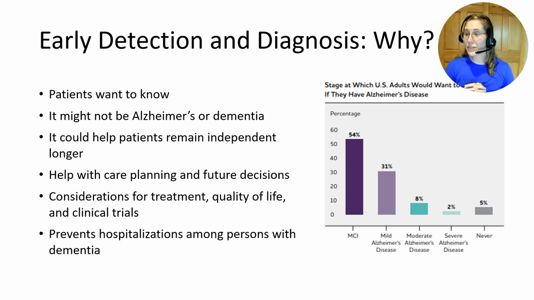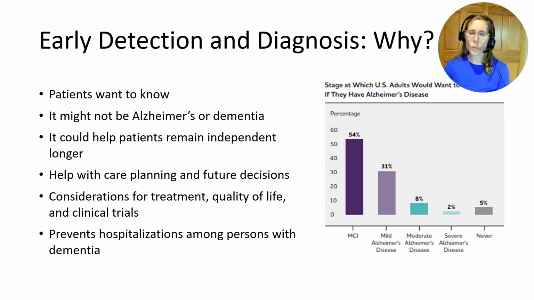But if you need even more ammo, also know that it may not be Alzheimer's or dementia. If someone is presenting with memory concerns or cognitive impairment, there are a significant number of conditions considered dementia mimics that are completely treatable and reversible. So it's really important to go down an evaluation pathway to make sure you're not missing something that can be treated. Also, having a diagnosis can help patients remain independent longer.